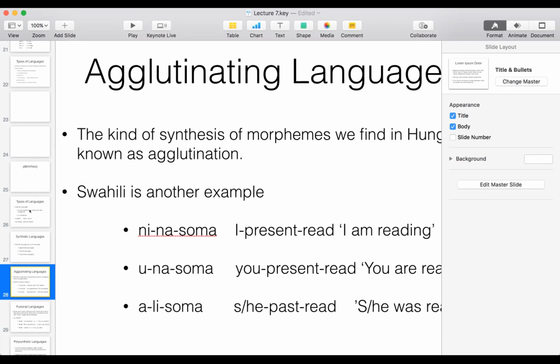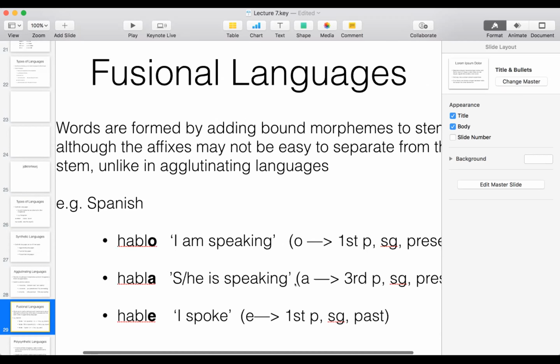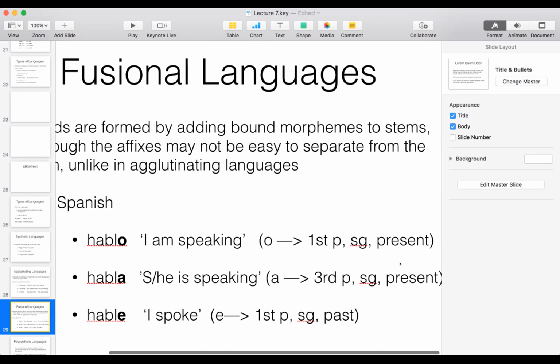So that's another example of an agglutinating language, along with Hungarian. And then you have fusional languages. Many of you are familiar with this fusional language, Spanish. It's a kind of synthetic language which uses fusion to attach bound morphemes. So hablo, habla, hablé. Very easily you can distinguish the ending of this particular verb to say what person, number, and gender it is. Hablo is first person singular, and habla is third person singular, and they're both present tense.